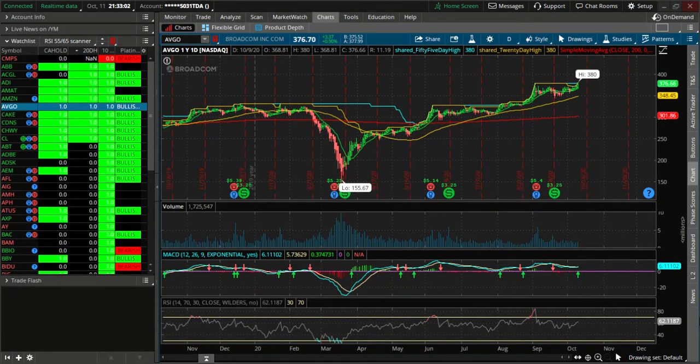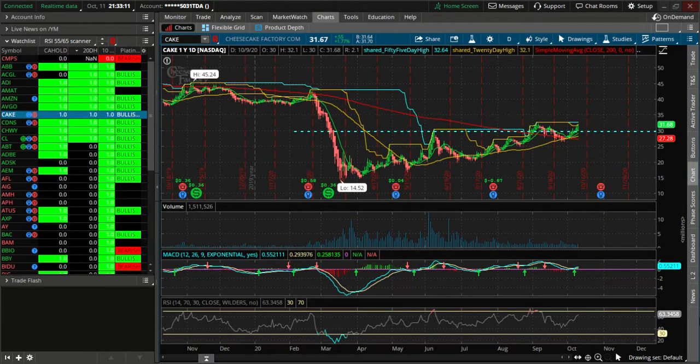It's at a 52-week high. RSI is up. The MACD is up. We'll talk about the MACD in just a second. I'm just showing you how fast I'm flipping through these charts. Cake. I actually already have a position in it. I actually bought it, I think, Tuesday.